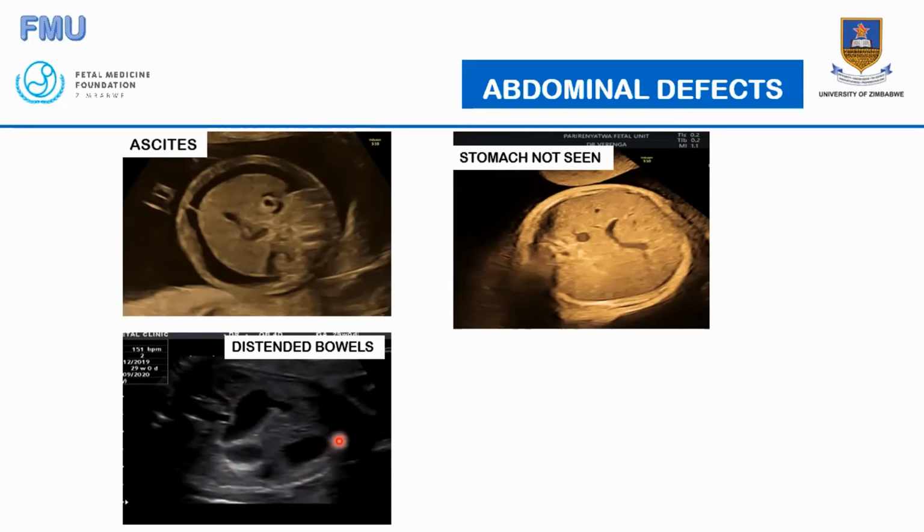Sometimes you will see distended bowel. This is a condition which is common in the 3rd trimester. So this is one of the reasons why you may miss some defects in the 2nd trimester, because defects like distended bowel, you will not pick them often in the 2nd trimester, but these are 3rd trimester diagnoses.